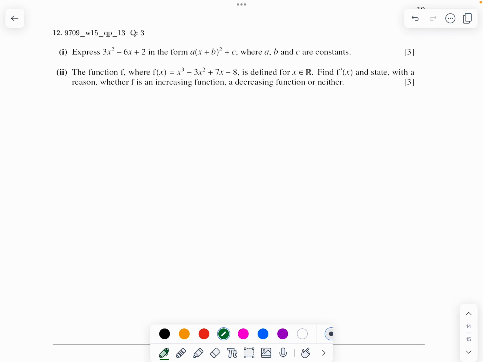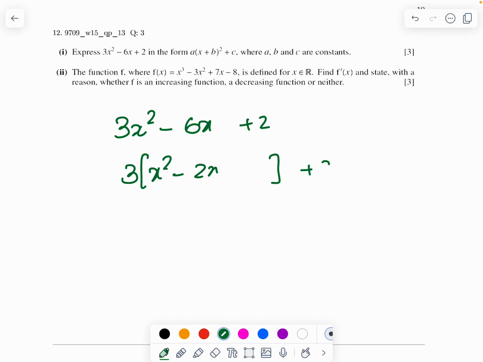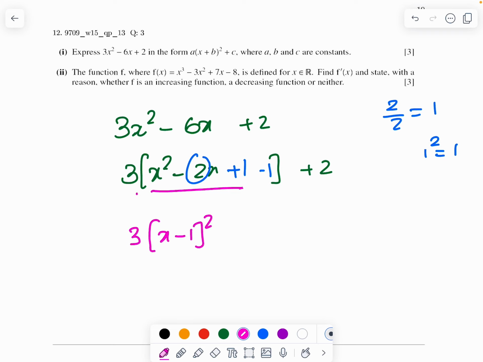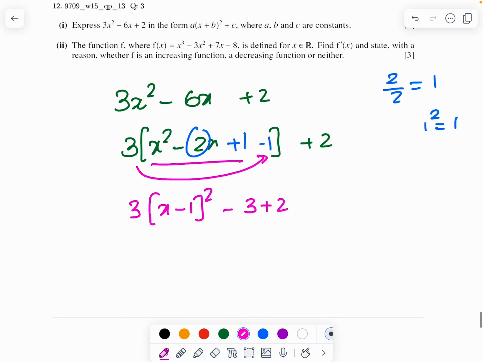Then the next question. Express again this in the completing square. 3x square minus 6x plus 2. So take 3 common: x square minus 2x, plus 2. Now this is 2. 2 divided by 2 is 1. 1 square is 1. Add 1, subtract 1. Now these 3 terms give 3 times of (x minus 1) whole square. 3 times of negative 1 is negative 3, plus 2. So what am I going to get? 3 times of (x minus 1) whole square minus 1.